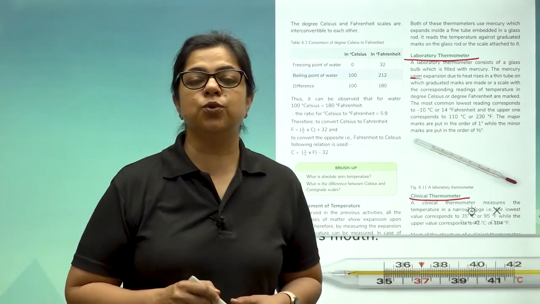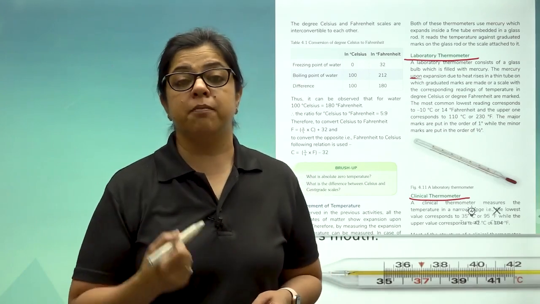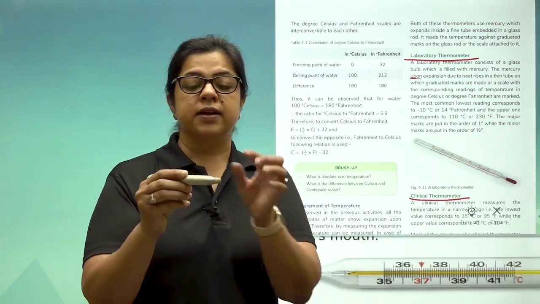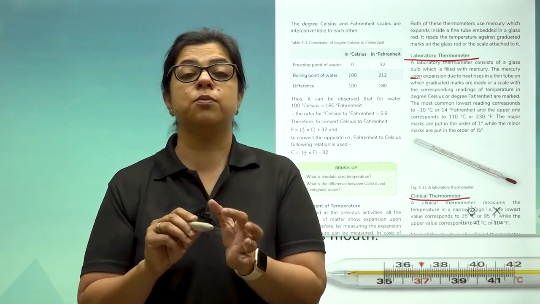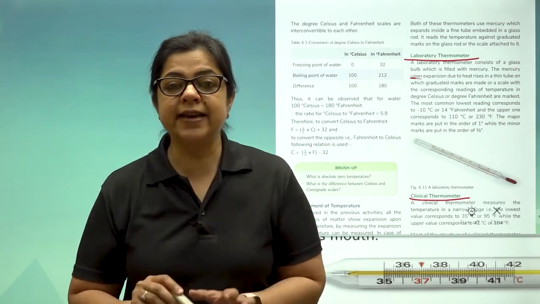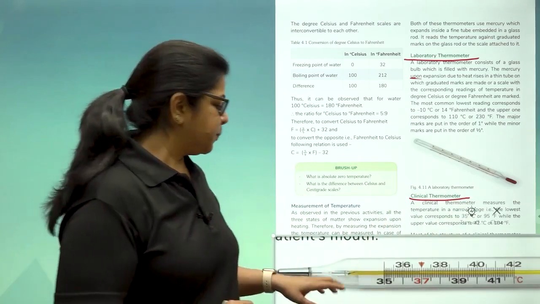What does this kink do? When you are measuring temperature by putting the thermometer in your mouth, if you take it out, the mercury should stay and tell you that this is your body temperature. That kink prevents mercury from falling back.